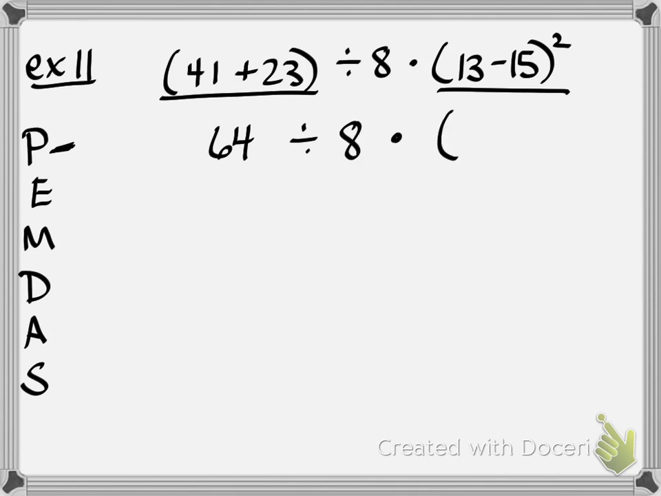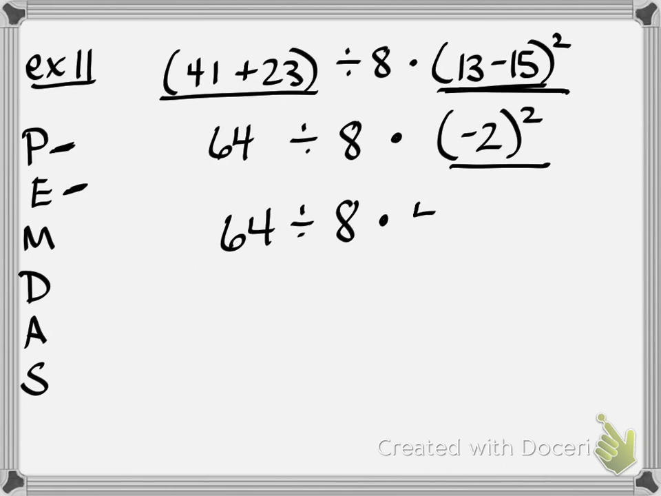I'm leaving this answer in parentheses because there's an exponent that goes with it. So parentheses are done. We have an exponent we need to do. And then we have multiplication and division, and we're supposed to do them from left to right. So you come to division first, and then finally we multiply.